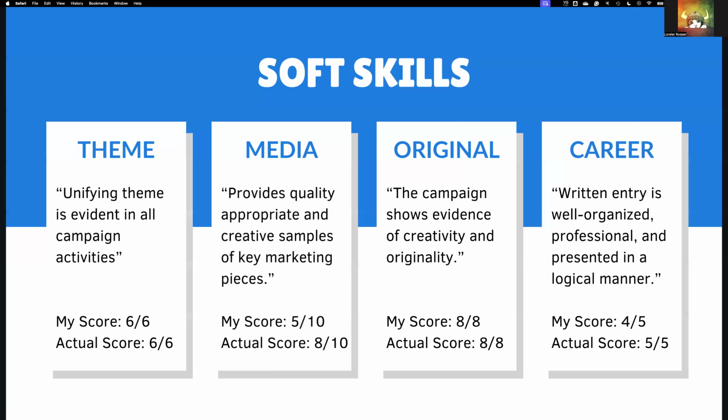I got a 6 out of 6. I'd give myself a 6 out of 6. Theme is looking at how well the activities tie in together. This is where that idea of having those 3 activities that speak for your campaign is super important.